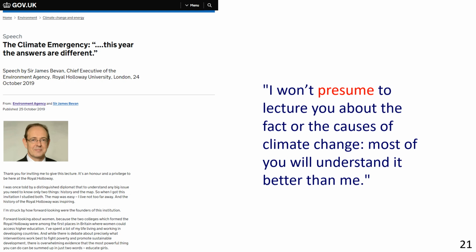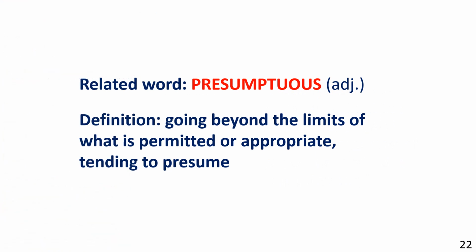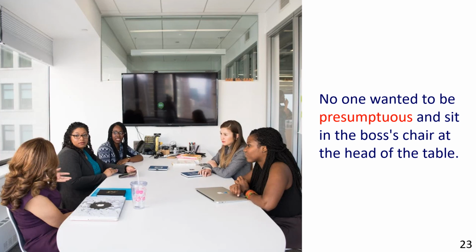Here's a related word, presumptuous. It is an adjective. Definition: going beyond the limits of what is permitted or appropriate, tending to presume. Here's an example. The picture shows an office with employees sat around a conference table. The sentence reads, "No one wanted to be presumptuous and sit in the boss's chair at the head of the table." In other words, the employees would feel uncomfortable if any of them sat in the boss's chair, as it would not be appropriate for them as an employee.